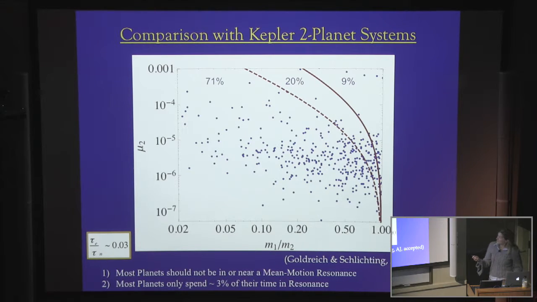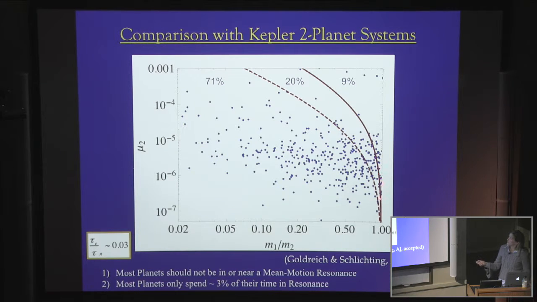So this is how the data looks like. This is from the Kepler planets. And you see that most of them fall in the region where you expect resonant capture, but they won't reside in resonance for a long time. Only 3% of the time if you actually calculate it precisely. So we should not be surprised that only a small fraction of Kepler systems are in or near mean motion resonances when we look at the data. And so this paucity of mean motion resonance systems does not imply that they have to have formed in situ. You can still have migration, significant migration in the gaseous disk.